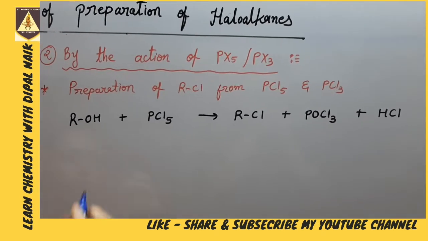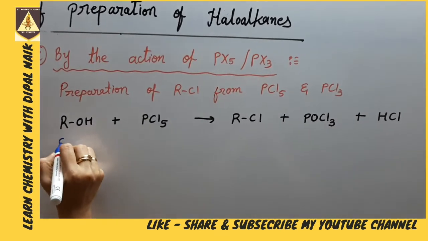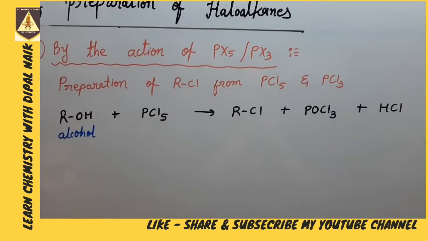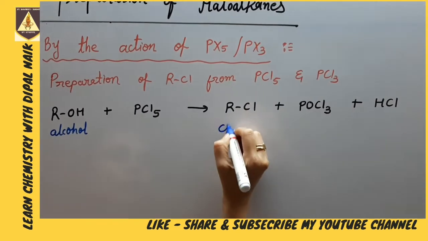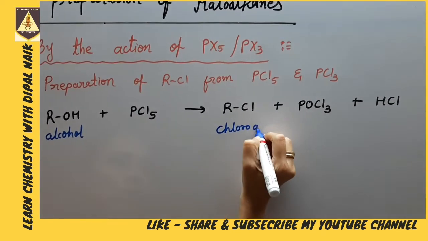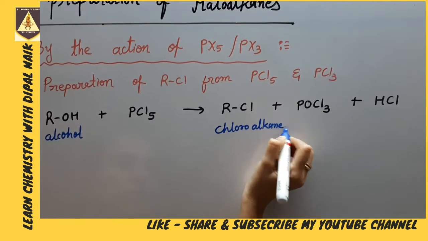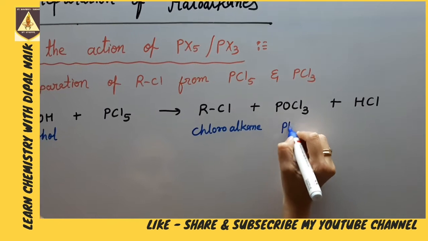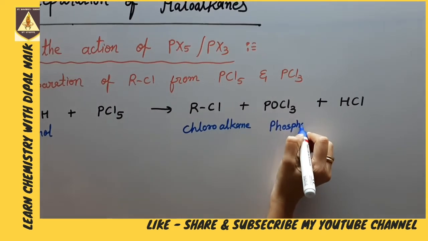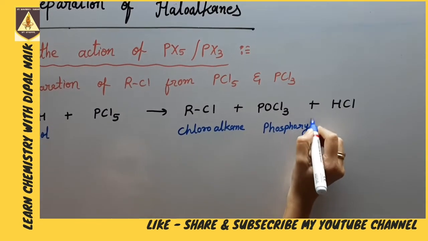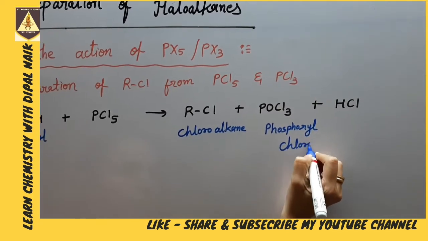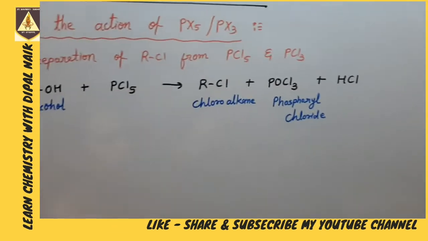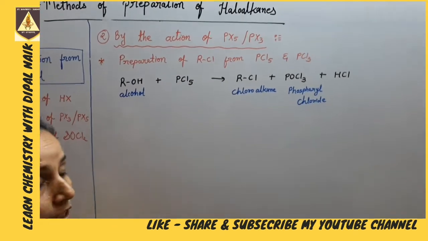Now we label all the reagents and products. This is alcohol, phosphorus pentachloride PCl5, chloroalkane. This is also called phosphorus oxychloride or phosphoryl chloride and HCl. Here you can see the balanced reaction equation.